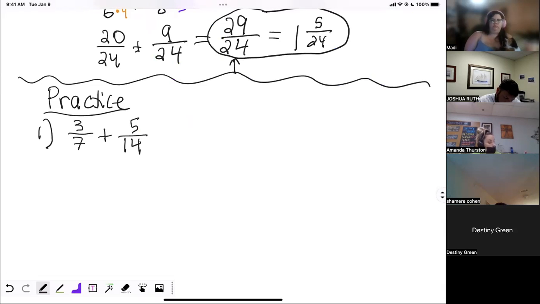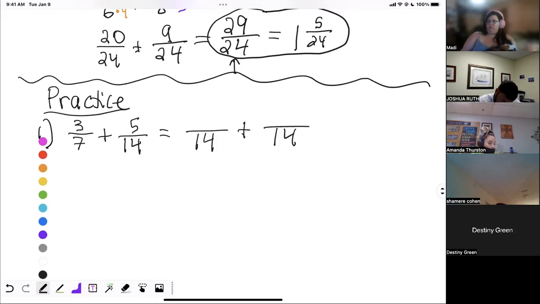Now, most of the time, you don't have to list the multiples because 7 and 14 are just like 7 times 2, right? So I know the common denominator is 14. Why? Because I already have 14 here, and I can just multiply this by 2 and I can get 14. So let me just put this here. Okay, so 7, this is what I need. This is what I have.